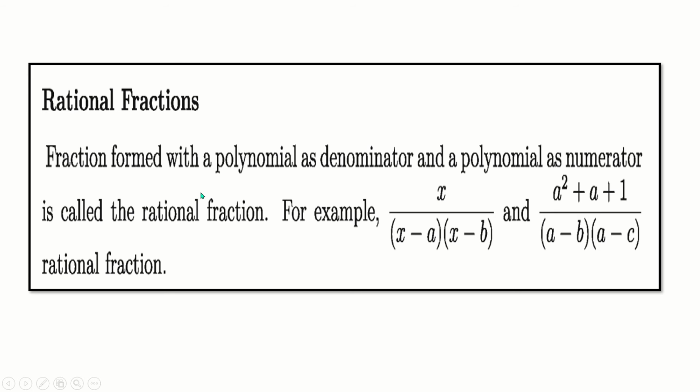Rational fractions. A fraction formed with a polynomial as denominator and a polynomial as numerator is called a rational fraction. For example, here x is a polynomial which is the numerator, and (x minus a) into (x minus b), another polynomial, is the denominator. Here also, (a square plus a plus 1) divided by (a minus b) into (a minus c) are two rational fractions. Okay.